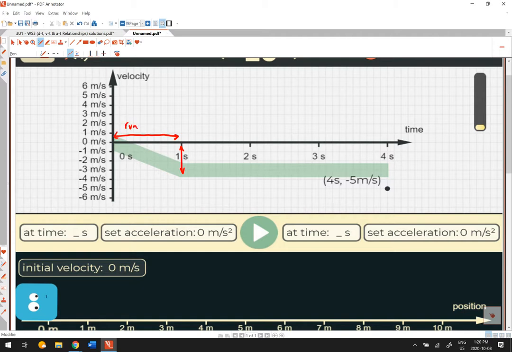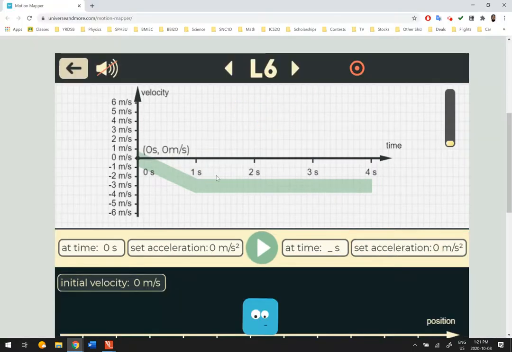The run of this line is going to be equal to 1 second. The rise, since it goes downwards, is going to be a negative rise. So it's going to be -3, because that's where it comes down to. So slope equals rise over run. Our rise is -3, our run is 1, so our slope is equal to -3. So over here, we can set our acceleration equal to -3.